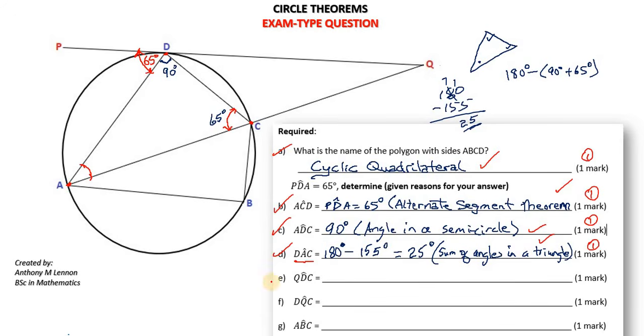Let's now turn our attention to part E, angle QDC. So we're going to go from Q to D, and then from D to C. From Q to D, where is Q? So it's going to be part of this tangent. So let's look at Q right here, and we're going to go where? So we have Q here. Now we're going to go to point D. So we're going to go along this tangent line to D.